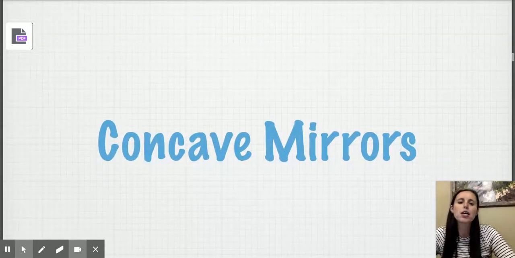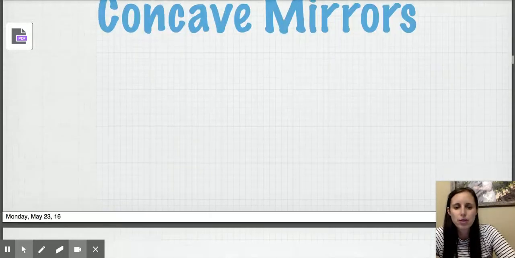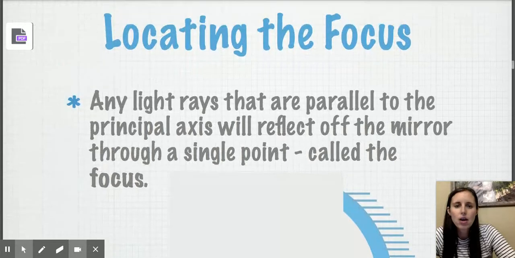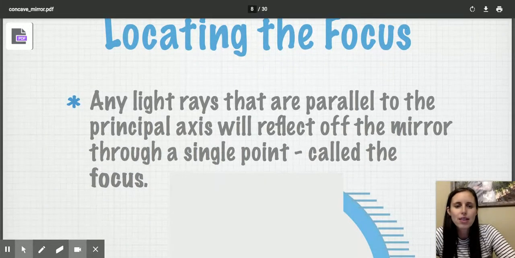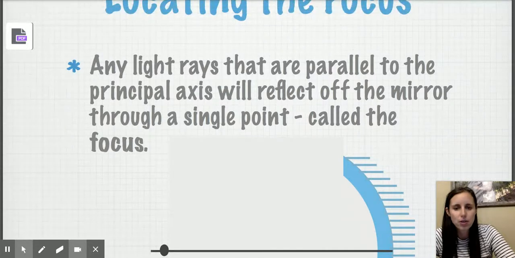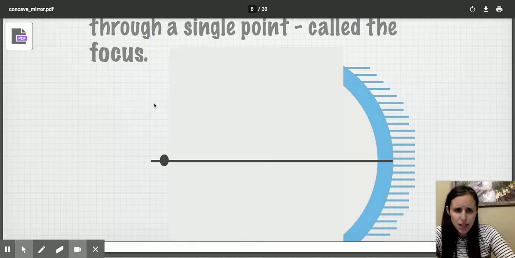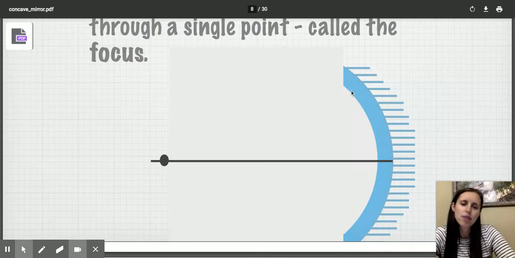Now let's start by talking about our concave mirrors. Remember, concave mirrors are the same as converging mirrors. So in a concave mirror, you can actually locate the focus. You might have heard of the term focus or focal point before. Any light rays that are parallel to the principal axis are going to reflect off the mirror through a single point called the focus. So the idea here is we're going to have light rays coming in and hitting the mirror. Any light rays that are parallel to this line here are all going to come through the exact same point on the principal axis.